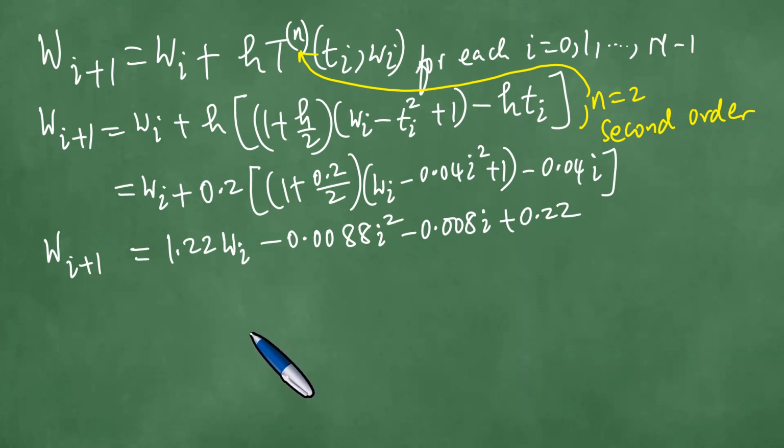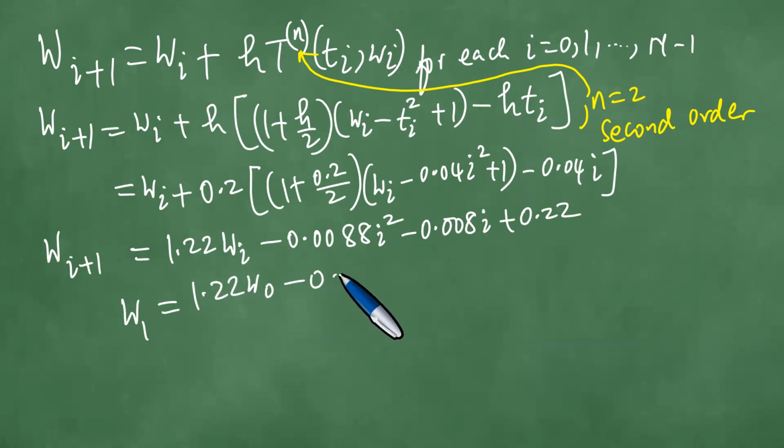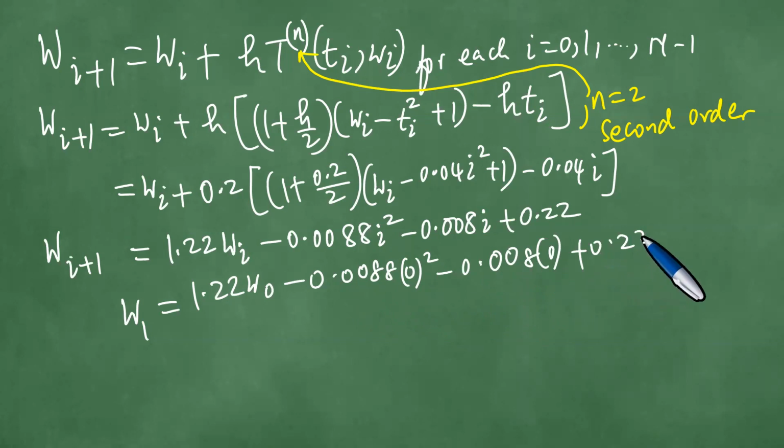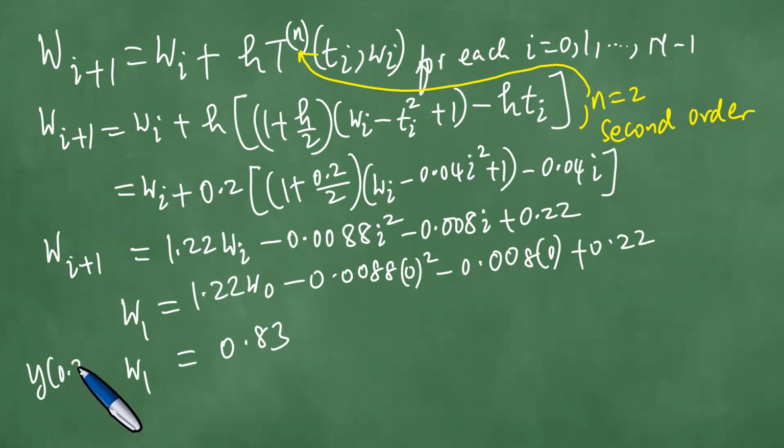For example, we want to get W1 when i is 0. So it's going to be 1.22 W0, 0.008 I0, 0.22. And if you do all this, it is 0.83. So this ideal is W1, and it is 1.02.